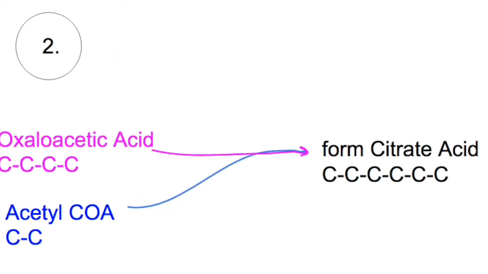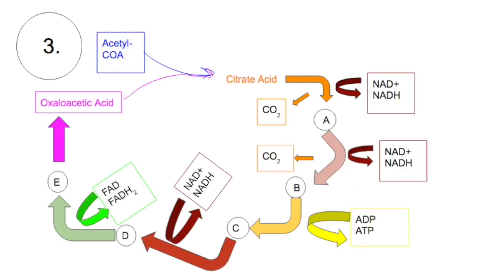Then Acetyl-CoA combines with oxalic acid, which is a 4-carbon compound, to create citric acid, a 6-carbon compound. The citric acid oxidizes, which starts the cycle. This diagram shows the process of the Krebs cycle. The process starts with citric acid.